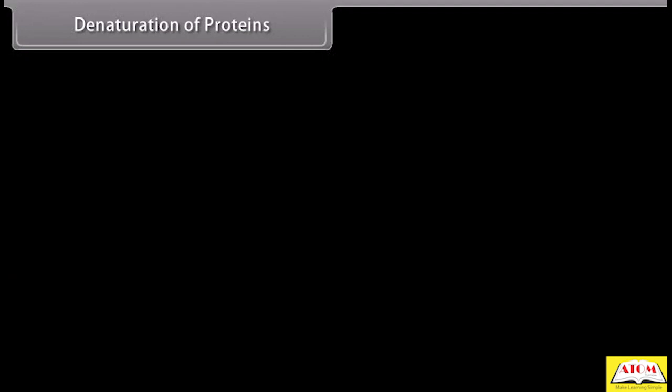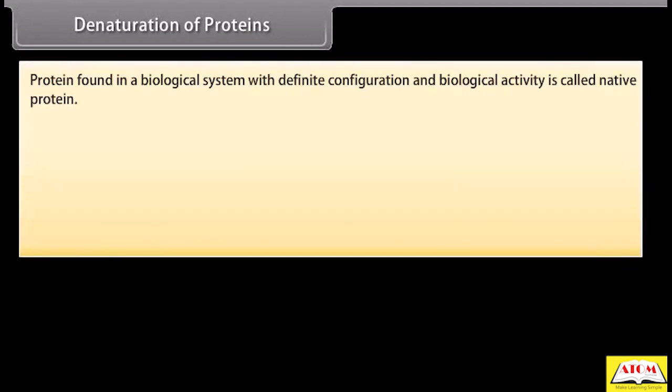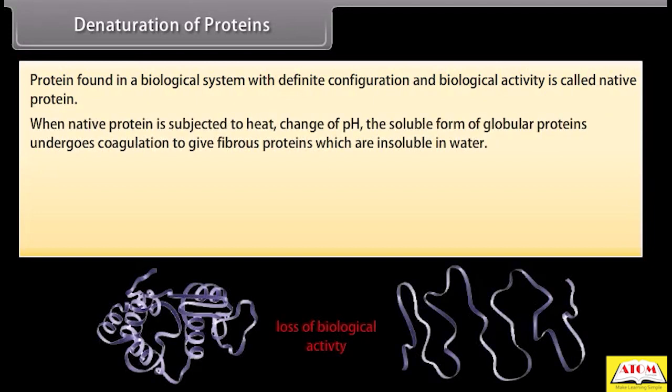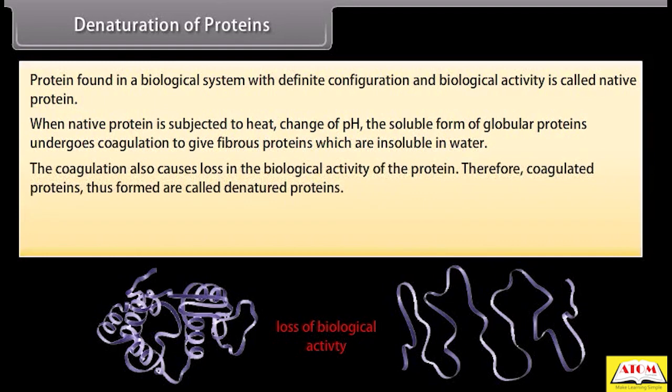Denaturation of proteins. Protein found in a biological system with definite configuration and biological activity is called native protein. When native protein is subjected to heat, change of pH, the soluble form of globular proteins undergoes coagulation to give fibrous proteins which are insoluble in water. The coagulation also causes loss in the biological activity of the protein. Therefore, coagulated proteins, thus formed, are called denatured proteins.